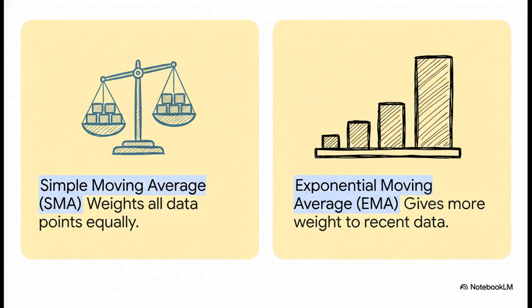So let's just boil it down to the key difference. With an SMA, day 1 and day 5 have the exact same impact on the average. But with an EMA, day 5 has the most impact, day 4 has a little less, day 3 even less, and so on. The influence of that old data just kind of fades away or decays over time.